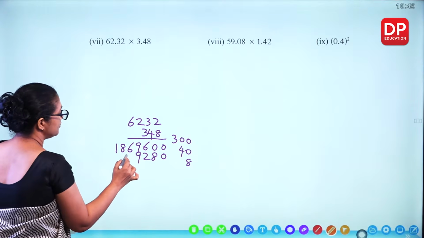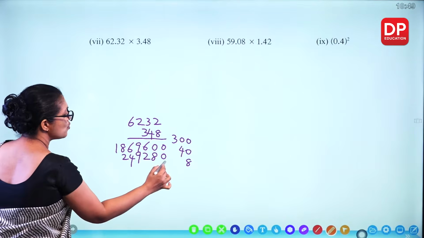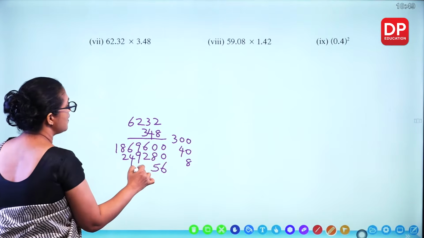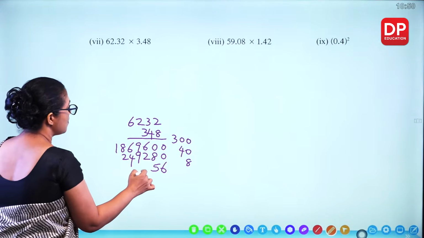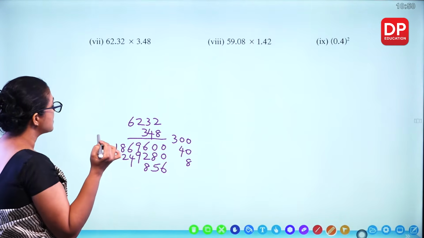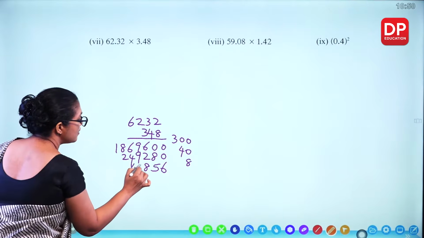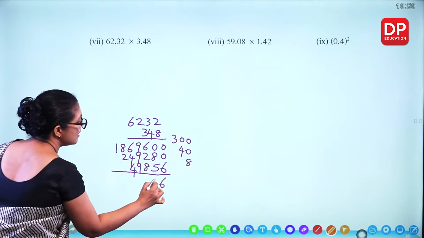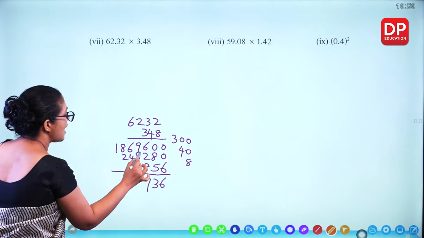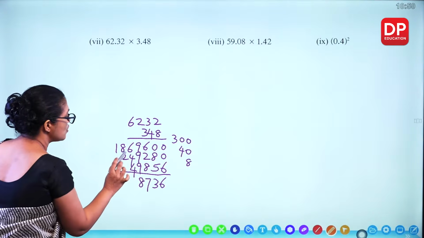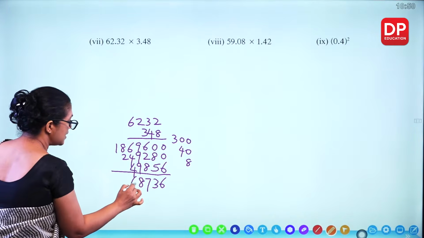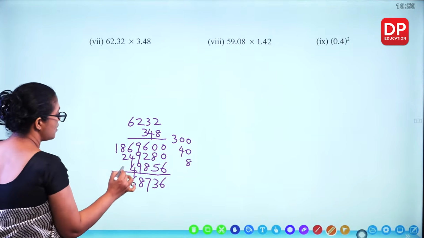4 times 6, 24. 8 times 2, 16. 1 remaining. 8 times 3, 24 plus 1, 25. 8 times 2, 16 plus 2, 18. 1 remaining. 8 times 6, 48 plus 1, 49. Now add it together. You get 13, 1 remaining. So 17, 10, 19, 20, 28, 2 remaining. So 10, 14, 16, 1 remaining, 11 and 2.